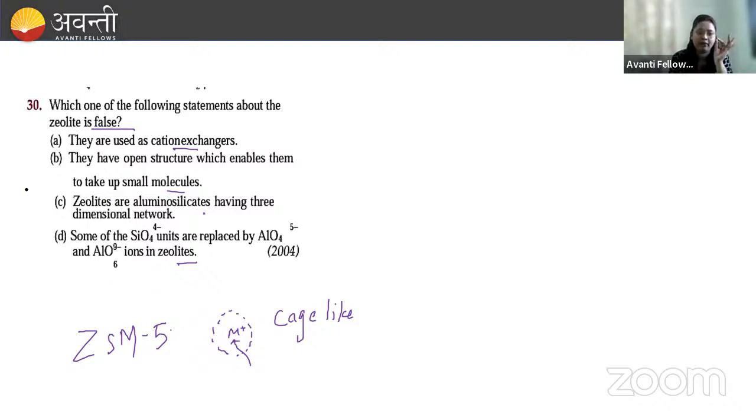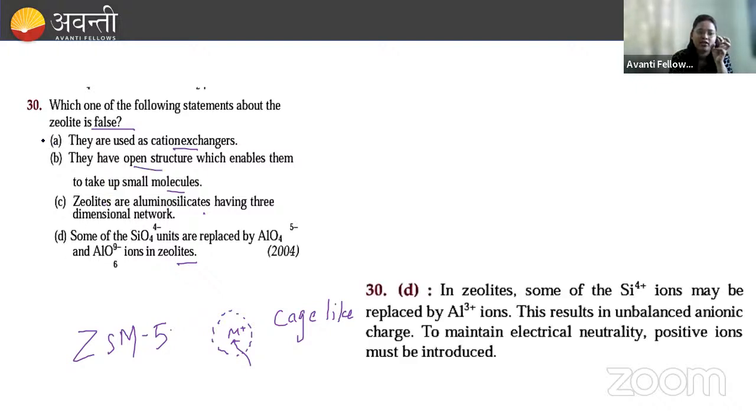तो उनका जो स्ट्रक्चर है ना वो ओपन स्ट्रक्चर नहीं है. ठीक है, उनका स्ट्रक्चर कैसा है? केज जैसा स्ट्रक्चर है. ओके, they have cage-like structure. So in zeolites, some of the SiO4 4 minus units are replaced by AlO4 5 minus and ये जो स्टेटमेंट है ये गलत है. ठीक है, और वहां पे जो हमारा स्ट्रक्चर है वहां वो जियोलाइट्स का वो क्या करता है? इट एक्चुअली ट्रैप्स द मॉलिक्यूल. ओके, यहाँ पे दिखा है enables them to take up the small molecules.